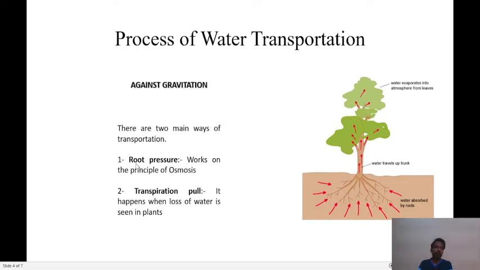Both of them, the root pressure and transpiration pull, work in their own time. We can easily understand that the root pressure will basically function during the night time, because there will be no transpiration at night. Transpiration pull will occur mainly in the daytime, during the loss of water vapor.